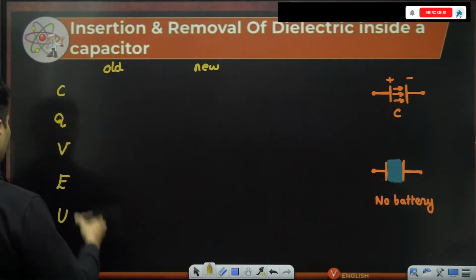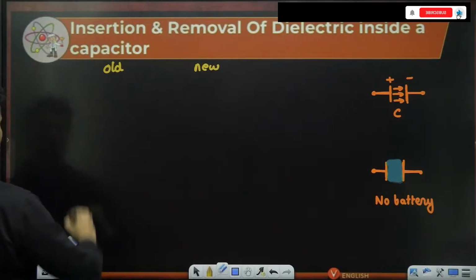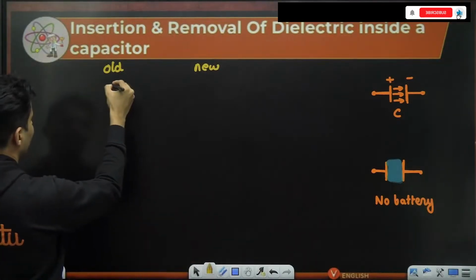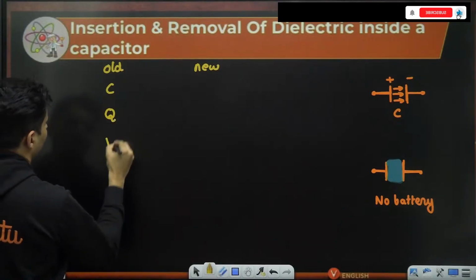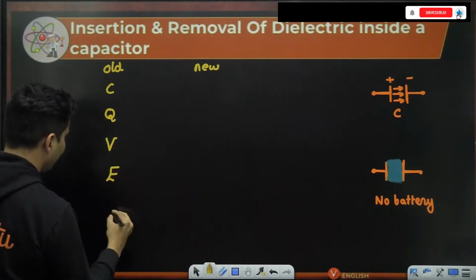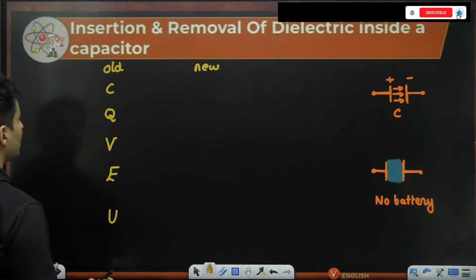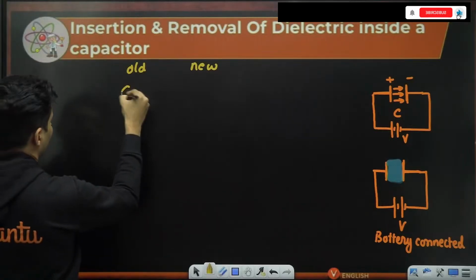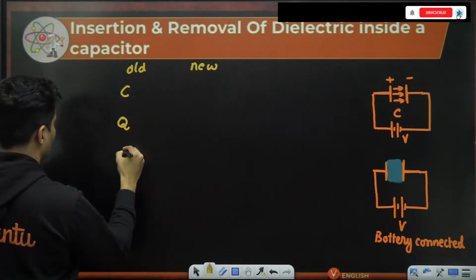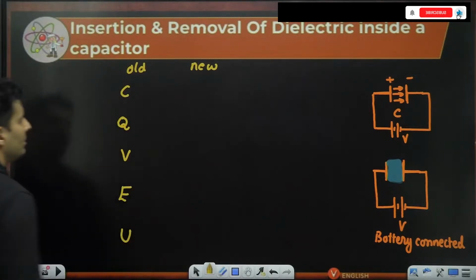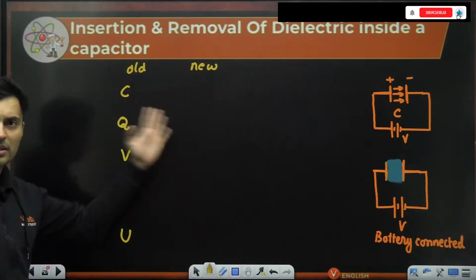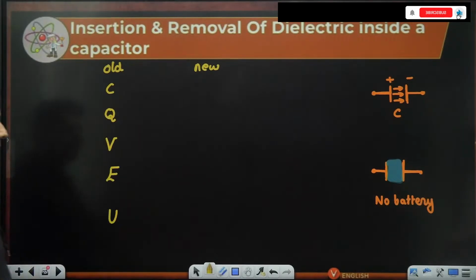Sorry, the old values will be C, Q, V, electric field, and energy. Same thing over here: capacitance, charge, voltage, electric field, and the energy stored. These are the old values. We will see what will be the new values now.